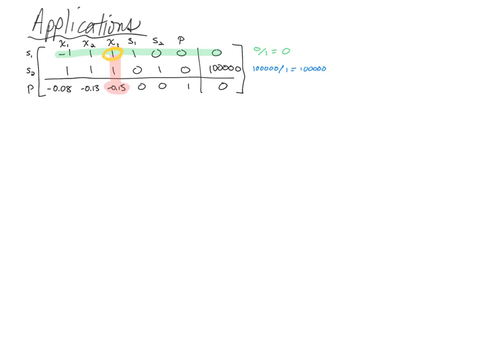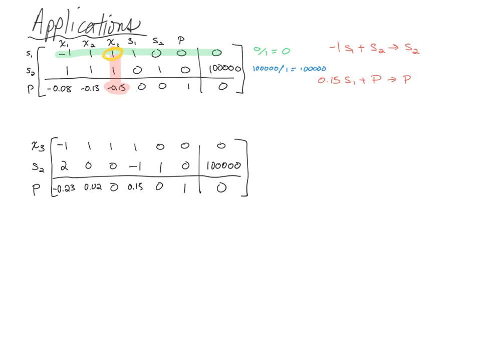And thankfully it's 1. We don't have to worry about finding a 1. We just have to turn every element beneath that to 0. So what we will do is we will multiply s sub 1 times negative 1 and add it to s sub 2 to turn this element into a 0. And we will multiply s sub 1 by 0.15 and add it to row P, so we can turn this element into a 0. Now I'm going to go ahead and do these and bring up the next Simplex tableau right here.